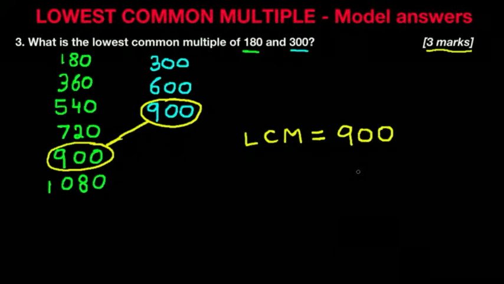So in this question, we have used a very simple method to work out the lowest common multiple. That is not always easy when the numbers are very different. And the reason why we were able to do this is because these were nice, round, even numbers to work with.